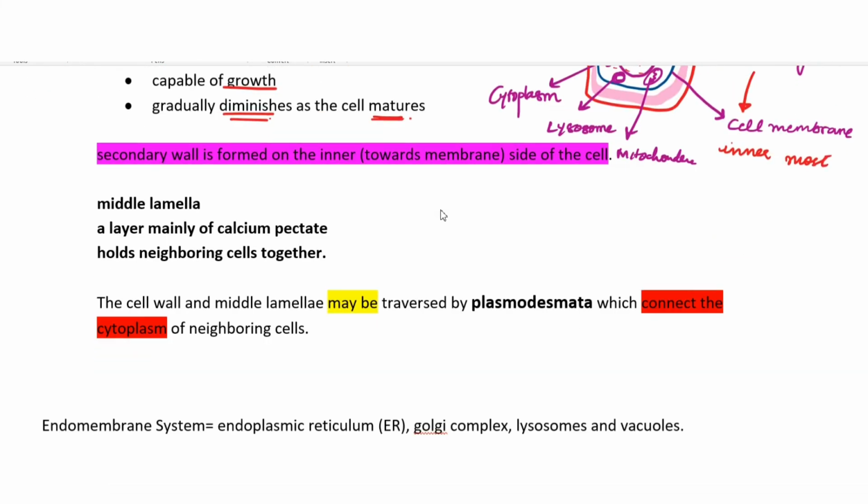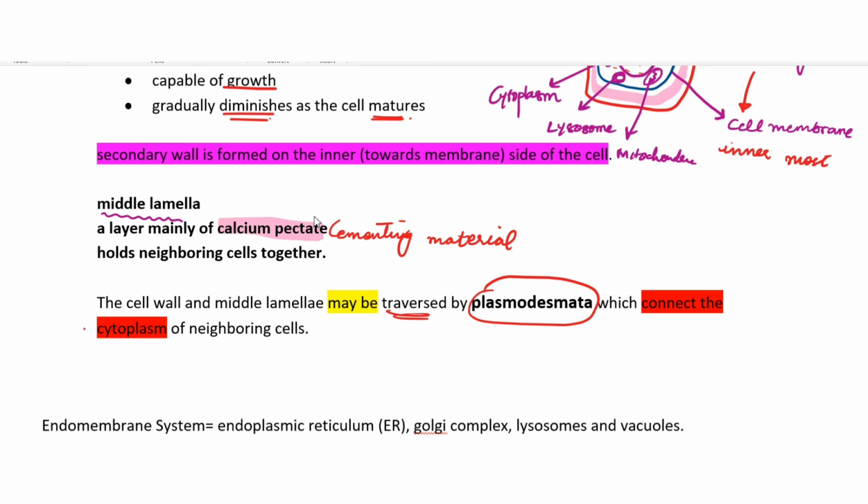Next structure is the middle lamella. It is a cementing material made up of calcium pectate. The main function of middle lamella is to hold the neighboring cells together. So it connects the cell wall of two adjacent cells and it acts like a cementing material holding the adjacent cells together. Okay. So this cell wall and the middle lamella may be traversed or cut across.